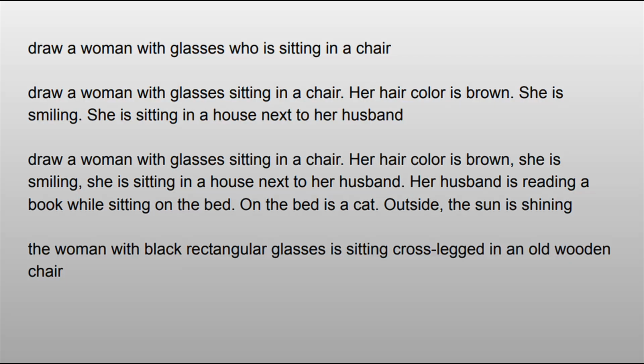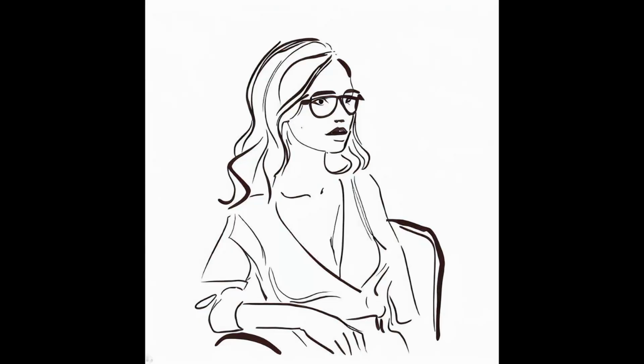For instance, the prompt "Draw a woman with glasses who is sitting in a chair" has 5 ideas or aspects. There is a woman. There are glasses. The woman is wearing the glasses. There is a chair. She is sitting in the chair. But we know nothing about her hair color, her facial expression, the environment she's in, and so on.